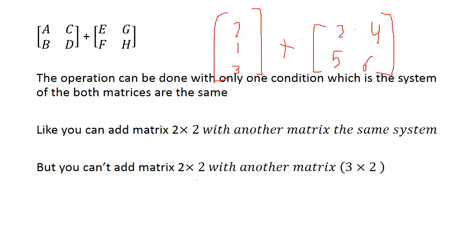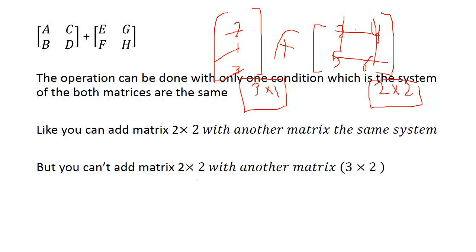The system of this matrix is, for the rows, 1, 2, 3. So 3 rows times how many columns? 1. But here the system is 2 rows, yes, 2 rows multiplied by how many columns? 2. So the system of this matrix is 3 times 1, but the system of this matrix is 2 times 2. So there are different systems of matrix.